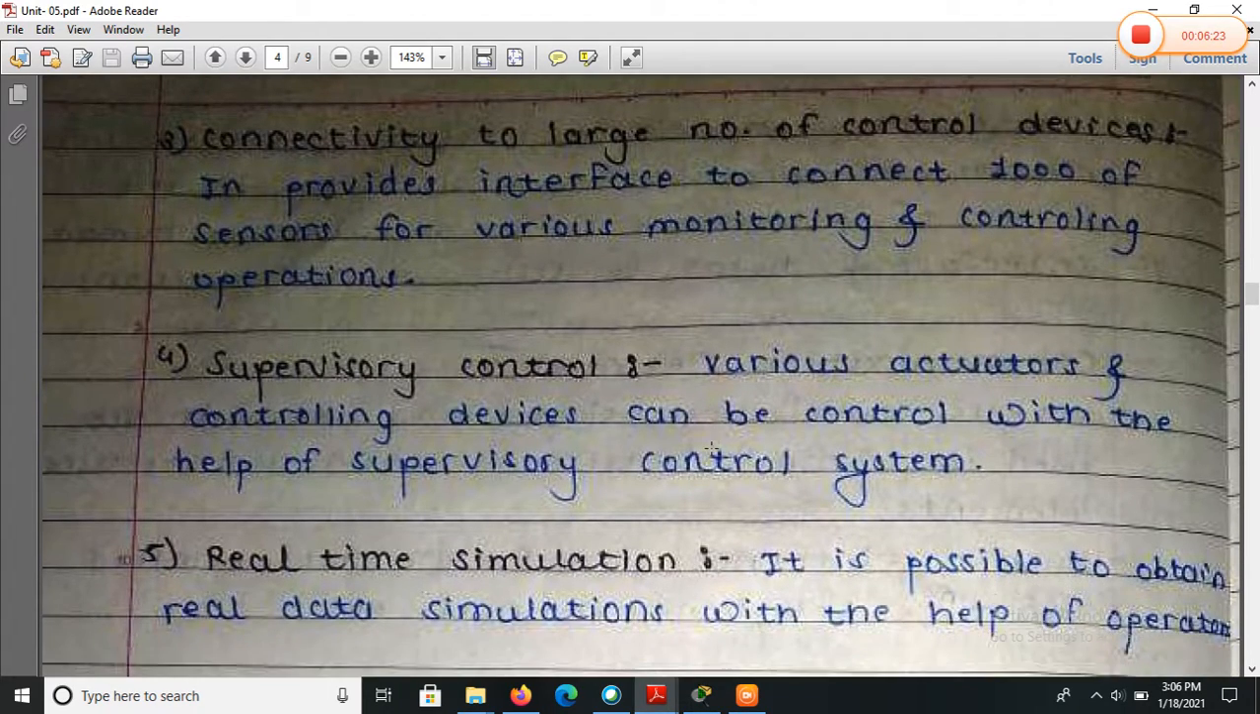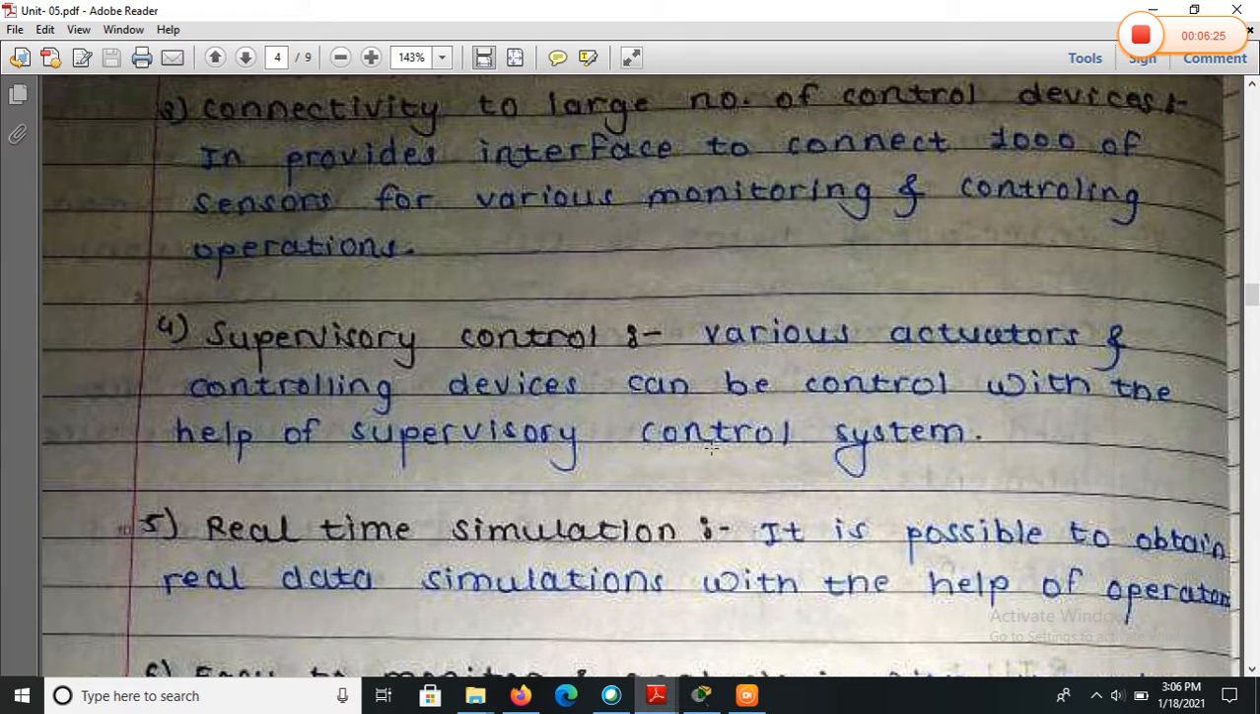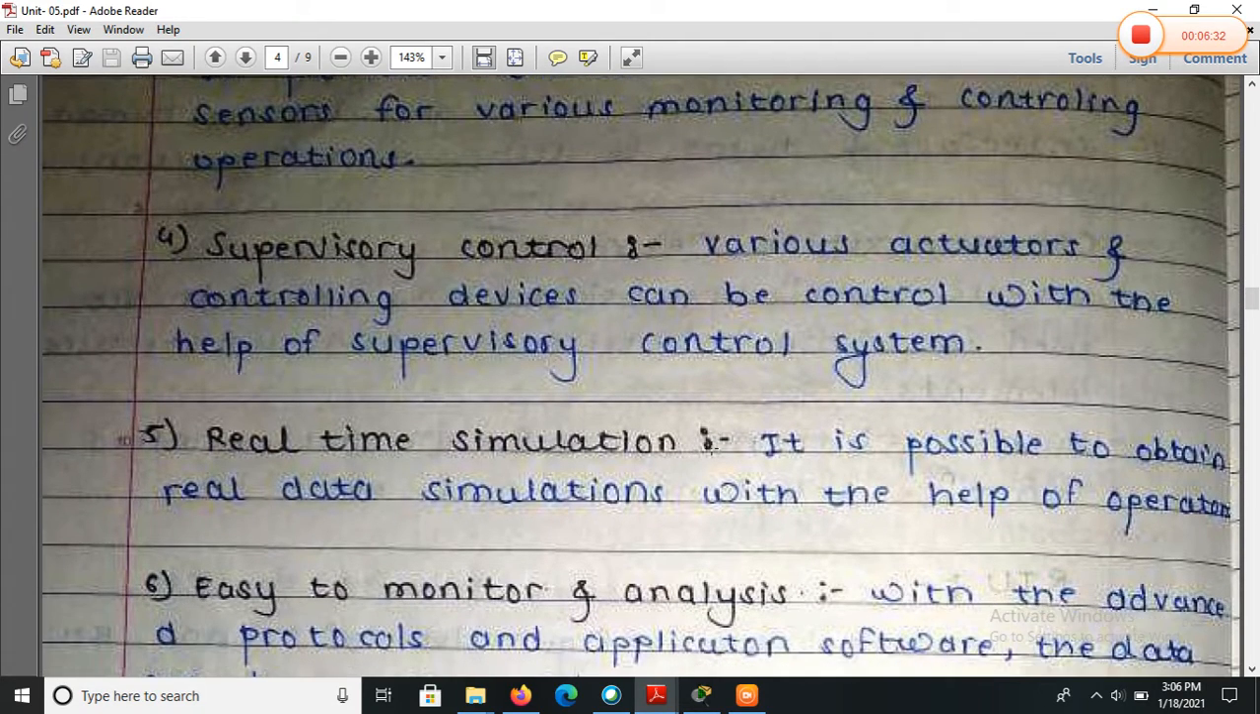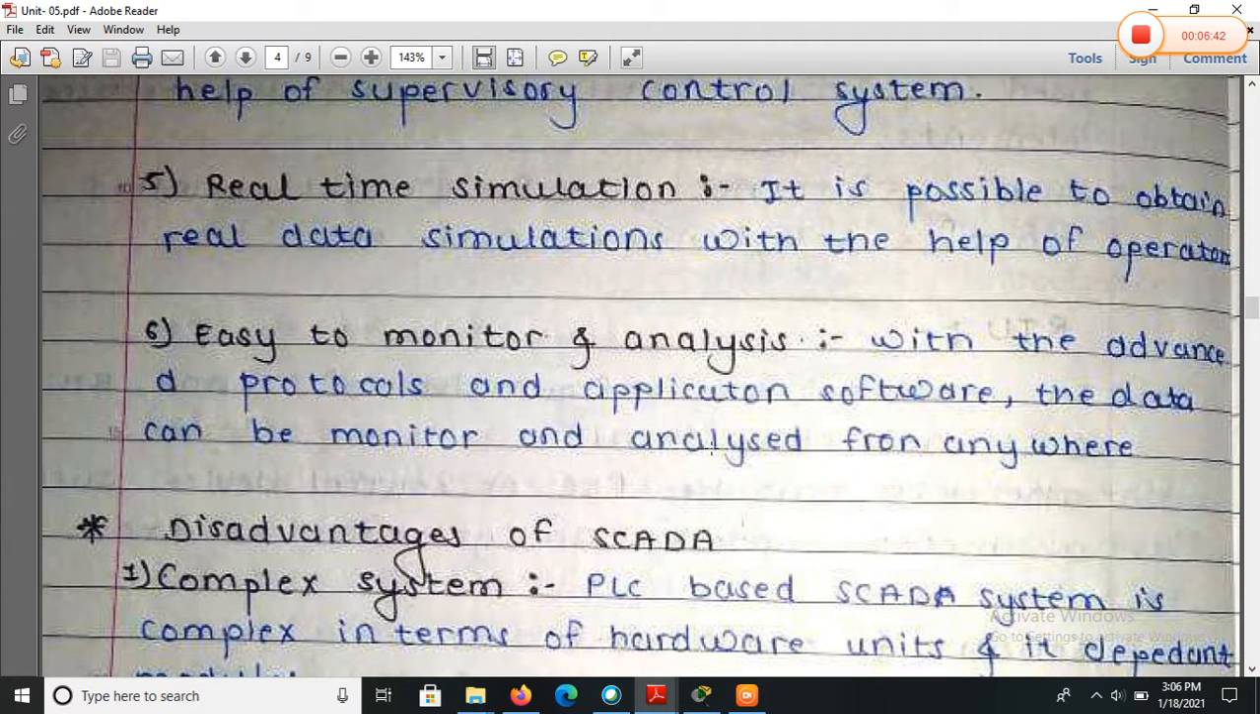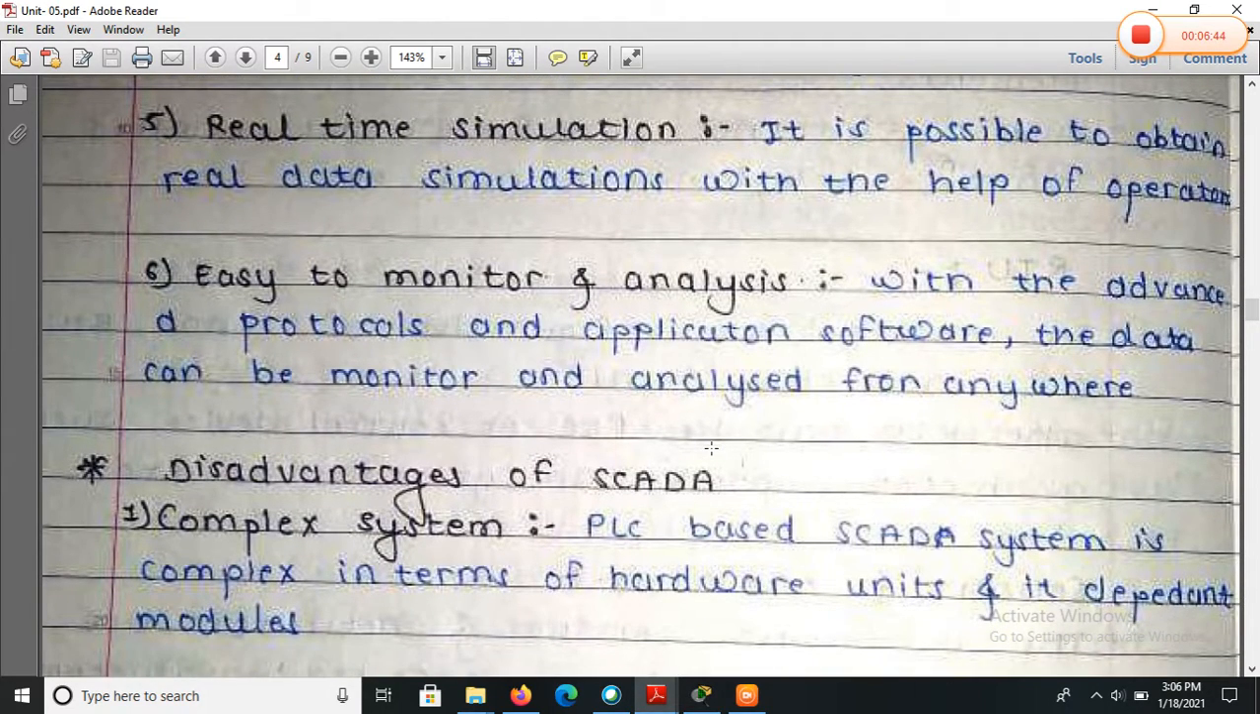Fourth, supervisory control. Various actuators and controlling devices can be controlled with the help of the supervisory control system. Fifth, real-time simulation. It is possible to obtain the real-time simulation data with the help of the operation. Now, easy to monitor and analyze. With the advantages of a protocol and the application software, the data can be monitored and analyzed in any form.